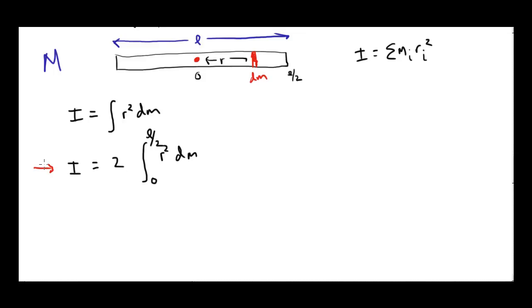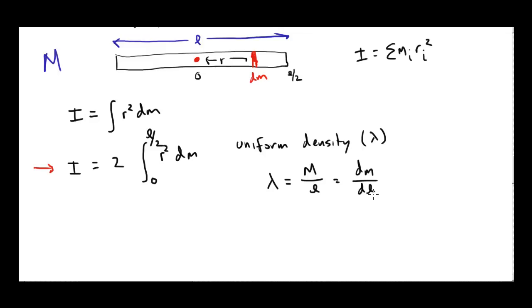Well, I'm going to have to do some sort of a substitution, right? I've got r squared dm. That doesn't make any sense by itself, but if we accept that the baton has uniform density, and this density, I'm not going to use rho, which we used before, I'm going to use lambda for this linear density. So it's got uniform linear density, and so that density lambda is equal to M over L, or dm over dl.